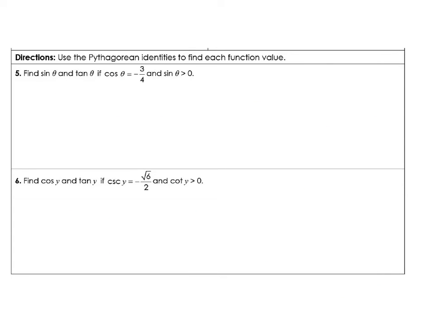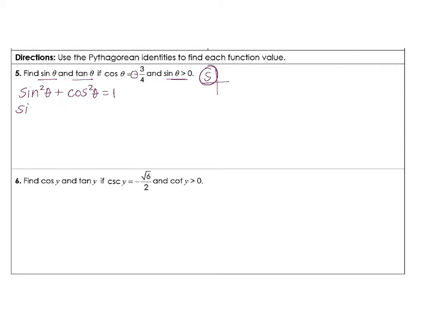Okay, for our next problems, we need to use the Pythagorean identities. And notice that we're given sine and tangent. We are seeing that cosine is negative and sine is positive. So we're going to be over here in quadrant 2. So let's see, what do we know? We know sine squared of theta plus cosine squared of theta equals 1.